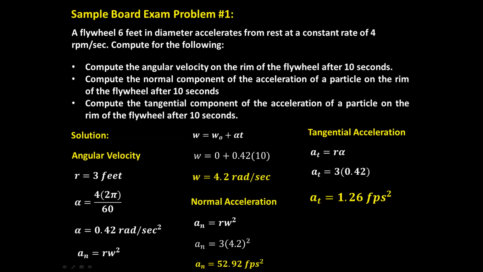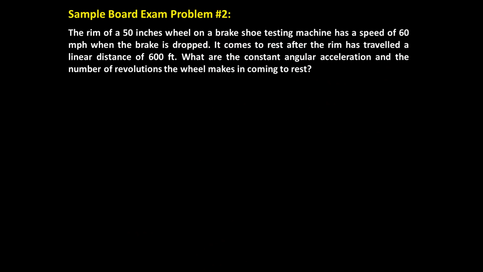Okay, we have sample problem number 2. The rim of a 50 inches wheel on a brake shoe testing machine has a speed of 60 miles per hour. When the brake is dropped, it comes to the rest after the rim has traveled a linear distance of 600 feet. What are the constant angular acceleration and the number of revolutions the wheel in coming to rest?